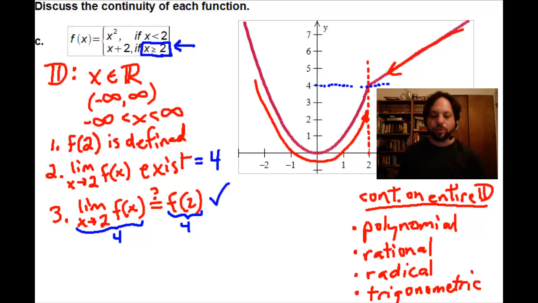So that's pretty cool. Let's take a look at one more example before we move into one-sided limits, which I've already alluded to on this example, but let's take a look at one more first.